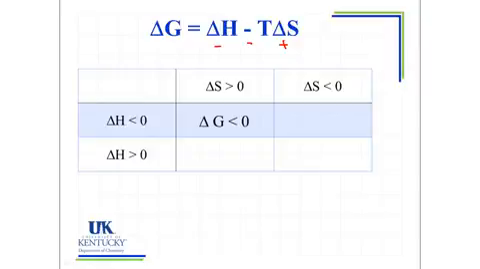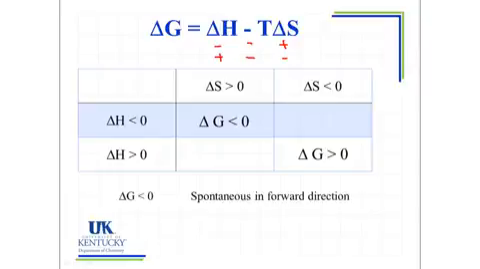If I look at delta H greater than 0 and delta S less than 0, I can say, well, delta H is greater than 0, so it's positive. Delta S is less than 0, so it's negative. But when I take the negative of a negative, I get a positive value, and in that case I see that delta G is going to be positive.